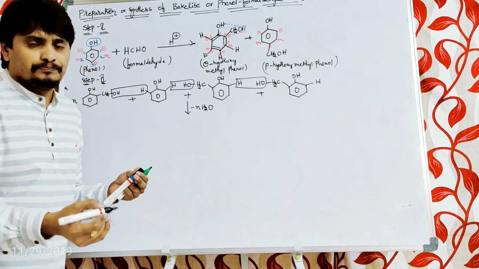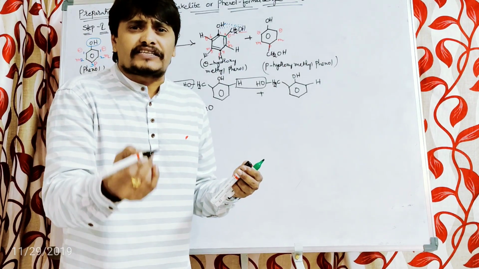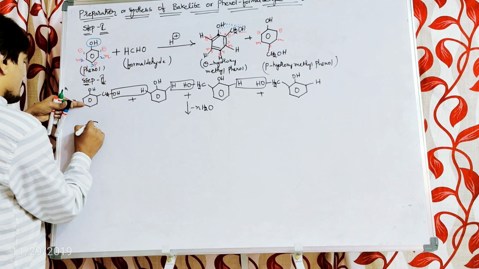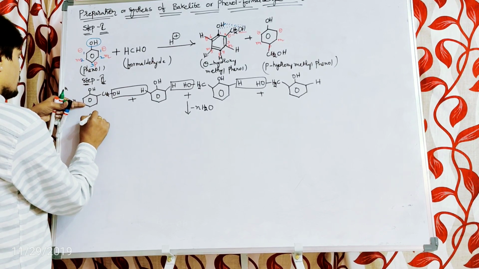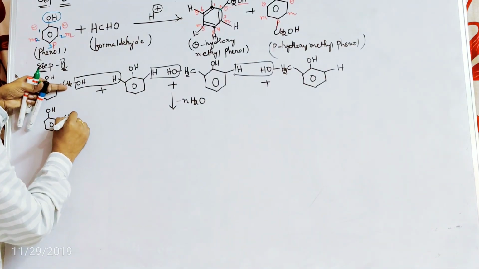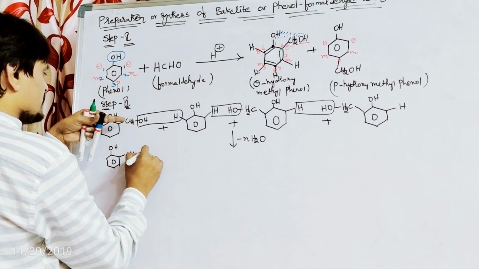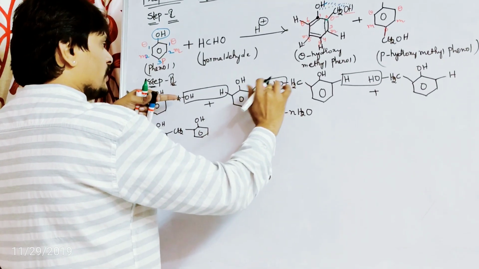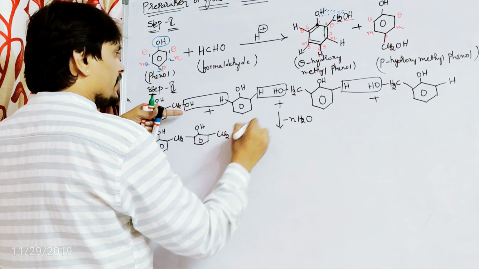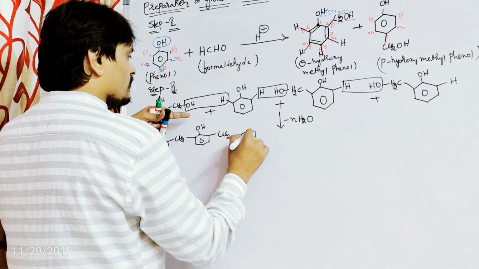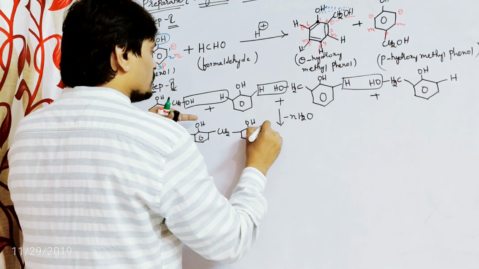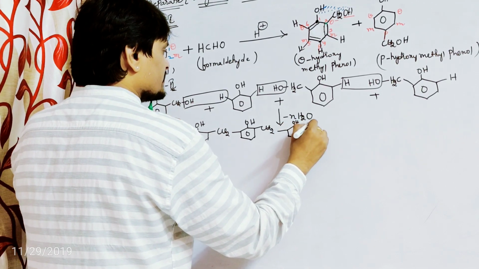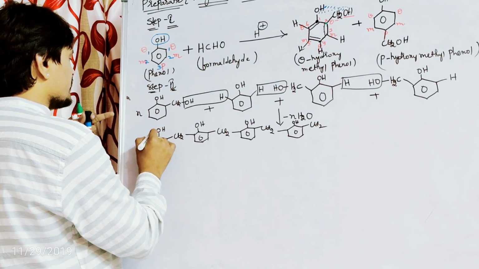Now, what is the resulting structure? And don't panic after seeing the resulting structure, students, because the resulting structure is very simple to remember. It is phenol, followed by CH2, since HOH has been lost. Then phenol, followed by CH2. Then phenol, CH2. Next it will be phenol, next CH2. So phenol, CH2, phenol, CH2, phenol, CH2, phenol, CH2.